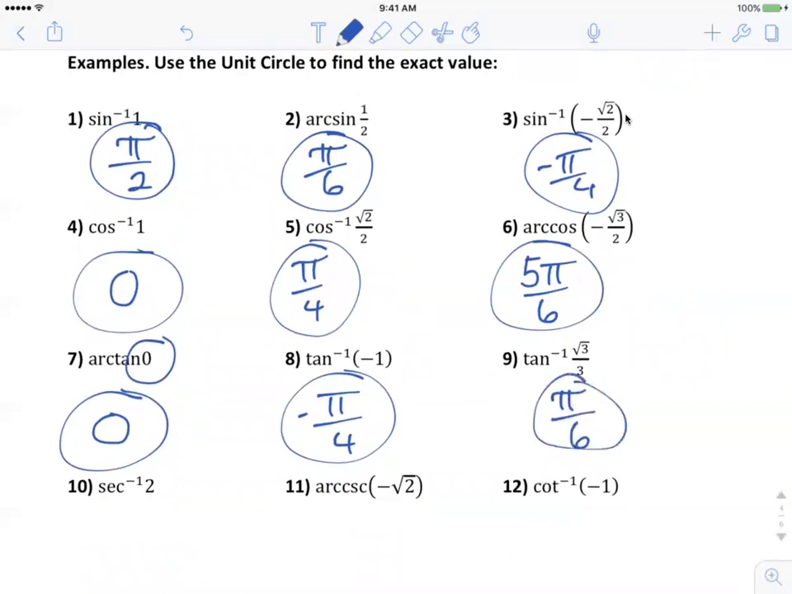Okay, so we're halfway done with those. I'm going to take a breather, stop there, and then we'll come back and do some other trig functions and see if that's any more complicated, but it's pretty much more of the same.